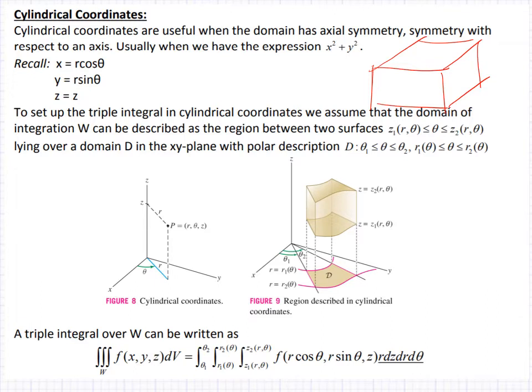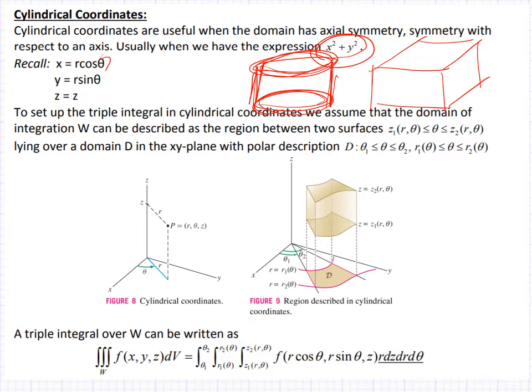However, if our box has a more cylindrical shape to it, and cylindrical coordinates, remember, is circular in the xy direction but linear in the z direction, then maybe cylindrical coordinates would be a good idea. This will typically happen when you have a lot of x squared plus y squared expressions in your functions. Probably cylindrical coordinates might not be bad.